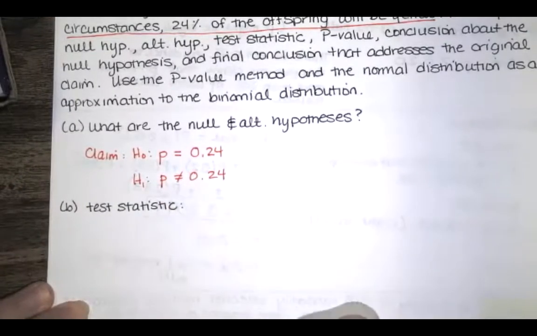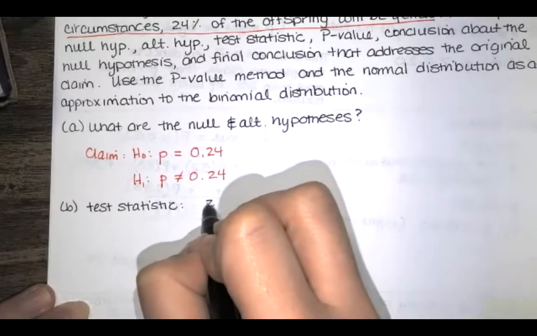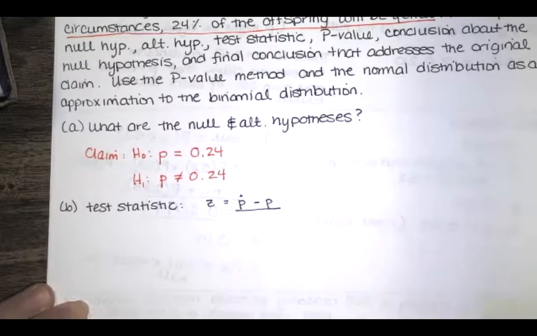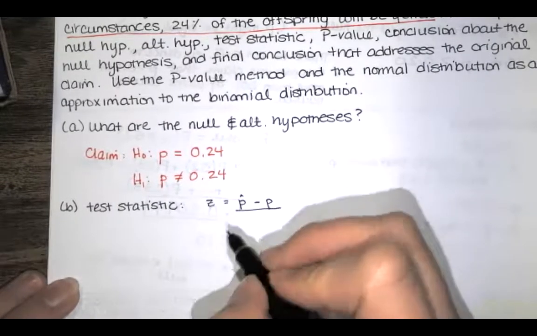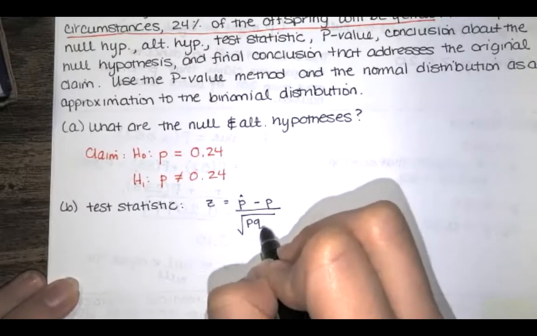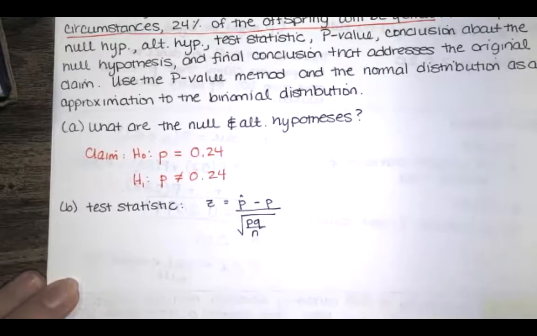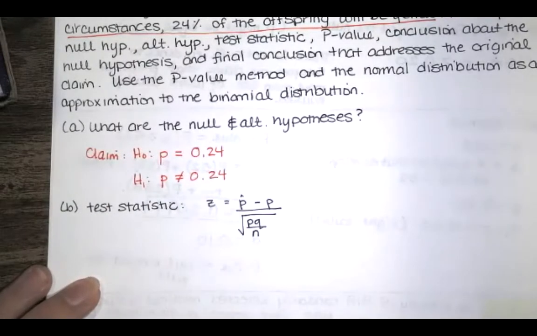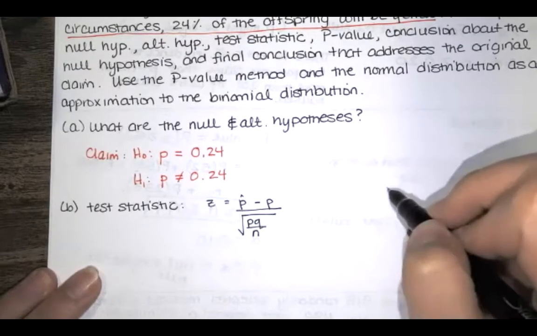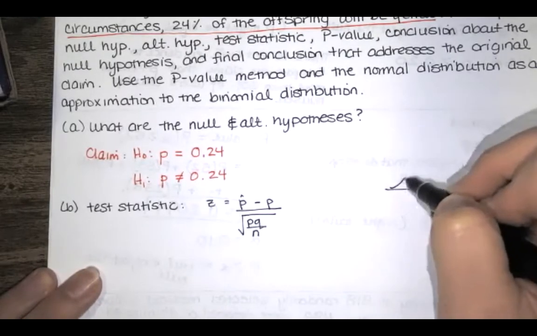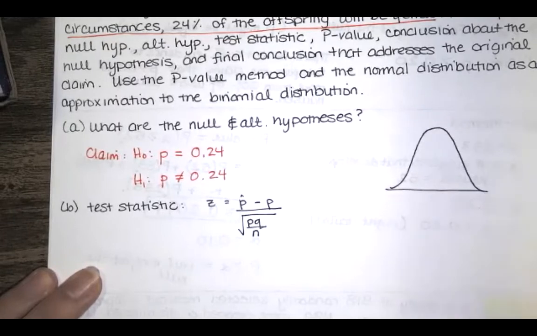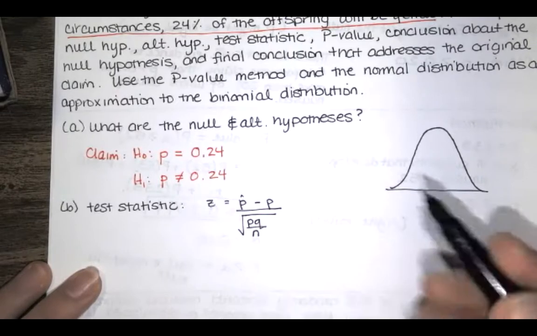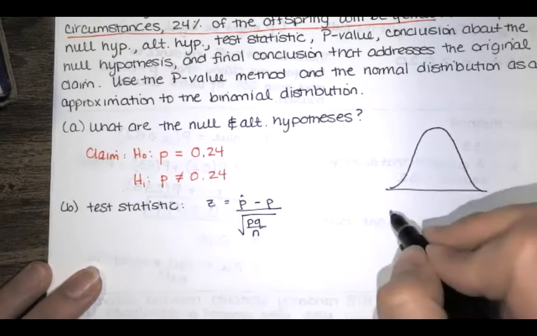Now to find the test statistic, we need p hat, we need the population proportion that is assumed in our null hypothesis, we need the complement of that, and the sample size. Now, if you're wondering, where did this formula come from? Remember how hypothesis testing works. What we're doing is we're assuming that the null hypothesis is true. So we're assuming that p is equal to 0.24, and then we're looking at the sampling distribution of p hat.